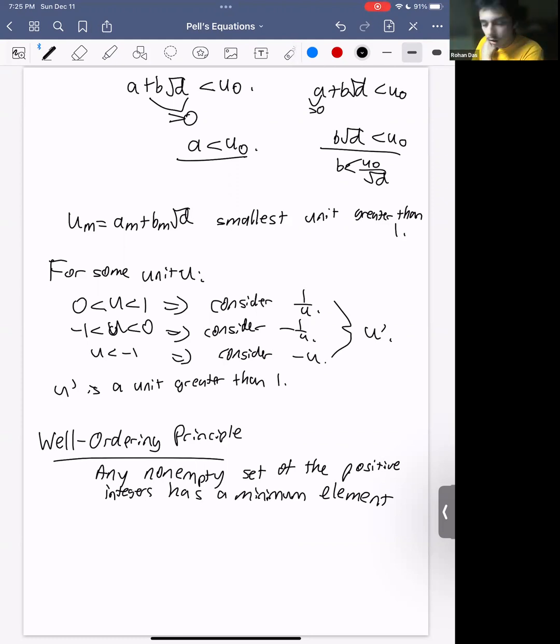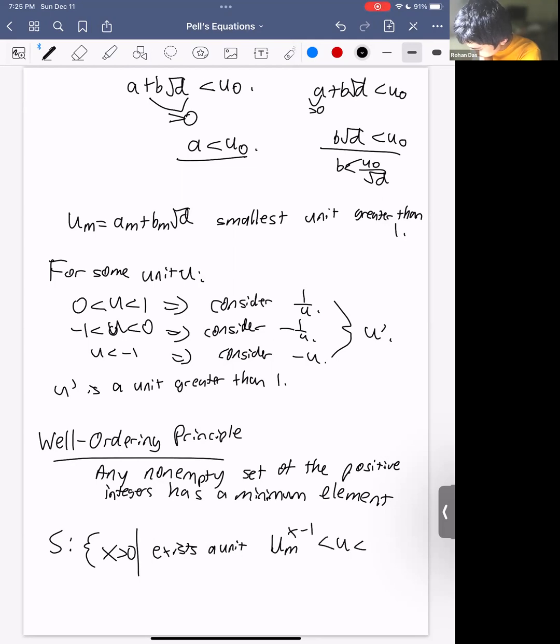And now we consider the set of x for which there exists, so these are positive x for which there exists a unit between um to the x and um to the x plus 1. If this is non-empty, then we can take the minimum element and we call this k.